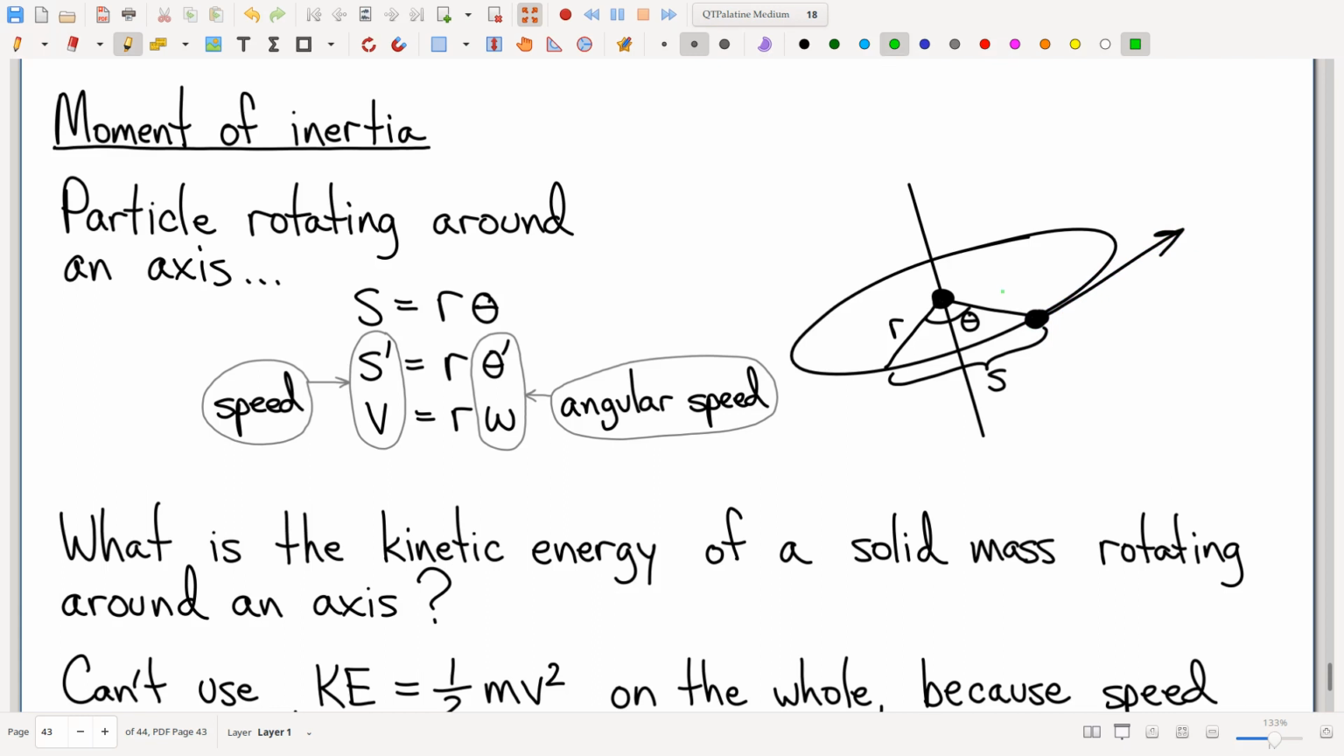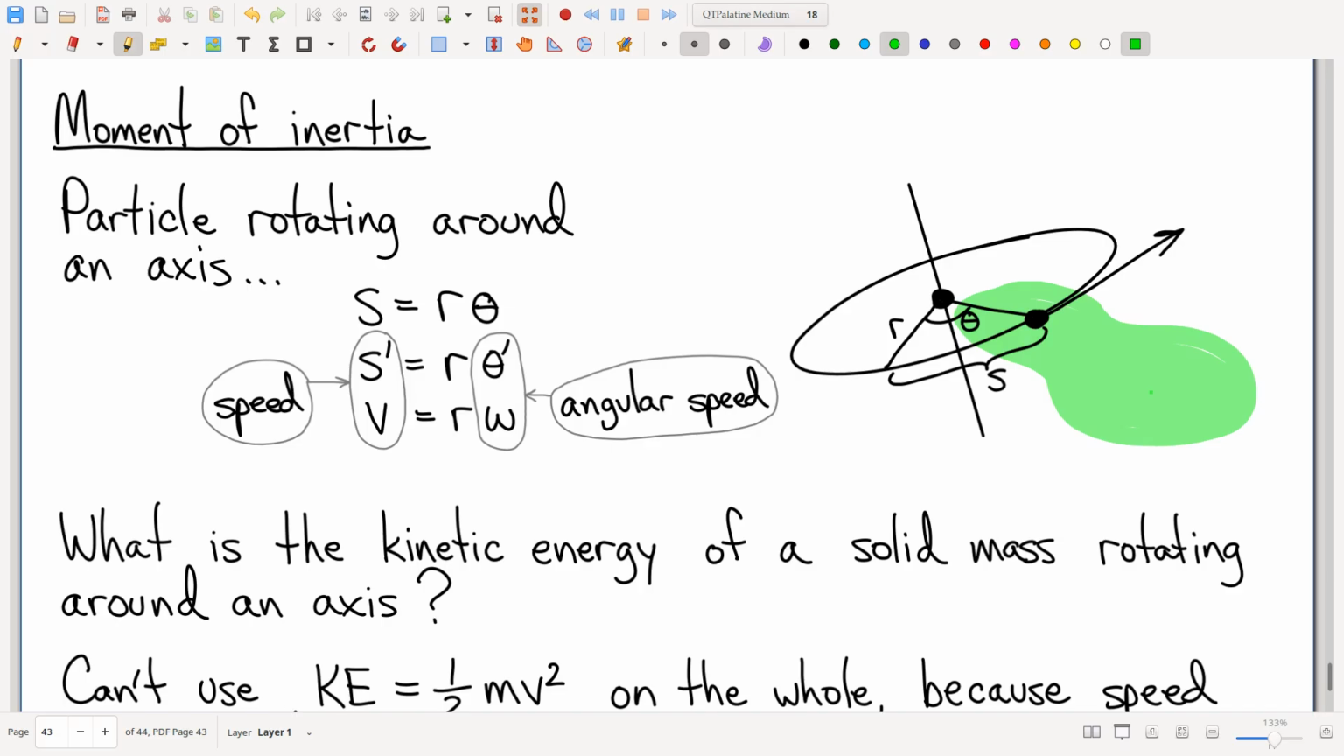What if we had some big lump? Great big lump. Like this. So like maybe I've got some big thing and I'm holding it in my hand and I'm spinning it around like that, just around and around and around. How much kinetic energy does the lump have?